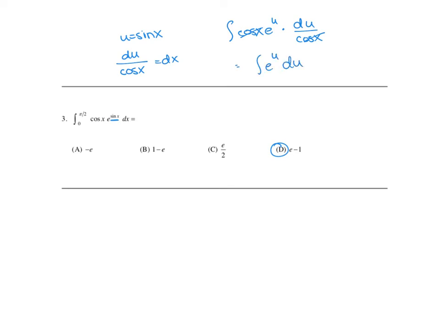And these endpoints, 0 to pi over 2, sine of 0 is 0. Sine of pi over 2 is 1. The antiderivative of e to the u is e to the u, and we're going from 0 to 1. E to the 1 is e minus e to the 0, and e to the 0 is 1.